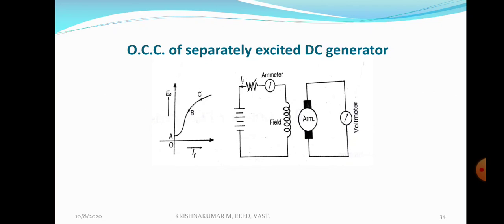After point B, this linearity is lost. What is the reason? From point B onwards, field current is more, so flux is more, and the reluctance of iron comes into the picture. Why is the reluctance more at a higher value of field current? At a high value of field current, flux is more, flux density is more, and the permeability of iron decreases. Therefore, reluctance of iron increases.